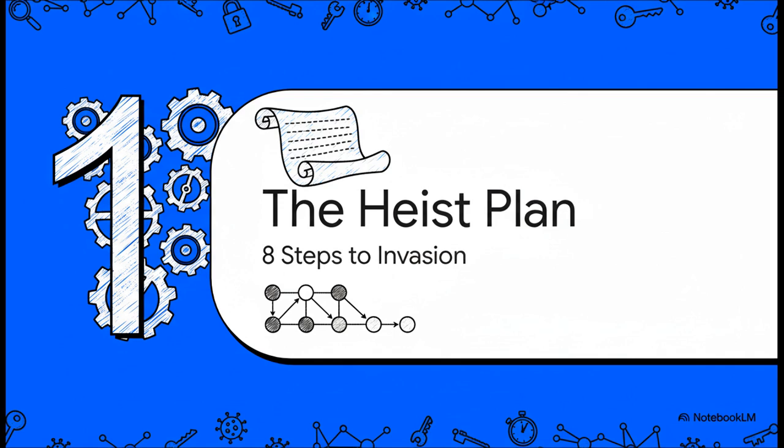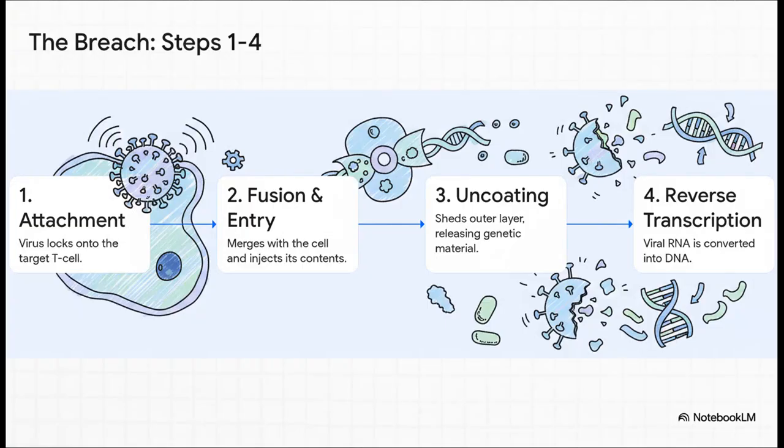Well, the source material we're digging into lays out the entire plan, the whole blueprint for the heist. It all happens in 8 distinct steps. Let's break down the first part, the invasion. Okay, so these first 4 steps are all about getting in the door. First up, attachment. Think of this as the virus picking the lock on the target T cell. Then, step 2, fusion. It literally melts into the cell membrane and injects its criminal crew and its secret plans. Once it's inside, step 3 is uncoating. It takes off its trench coat, sheds its disguise, and gets ready for the most brilliant part of the whole plan.